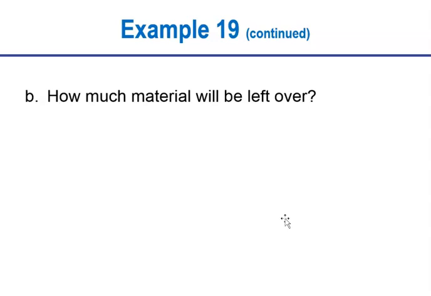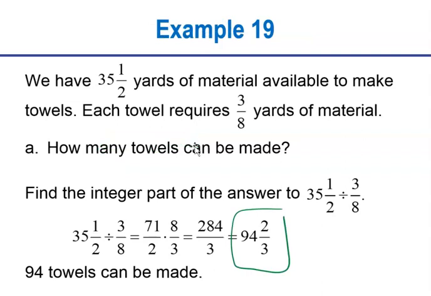All right, so let's write that down. So 2/3 of a towel is left over. Now, how big was the towel? Do you remember? We could go back and look, can't we? So 3/8 of a yard. Each towel requires 3/8 of a yard.